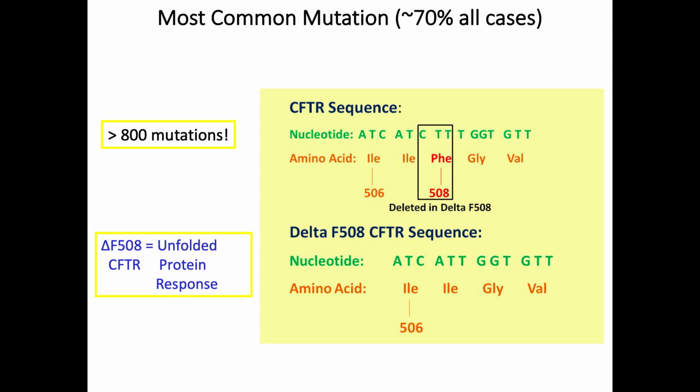And if you remember, it's going to be removed from the endoplasmic reticulum into the cytosol, and it's going to degrade through the protein degradation pathway. So these patients will not have CFTR in their epithelia at all. So what is the consequence of this?